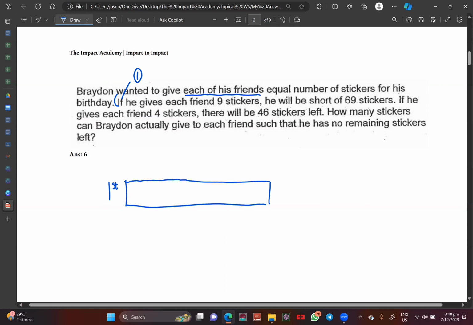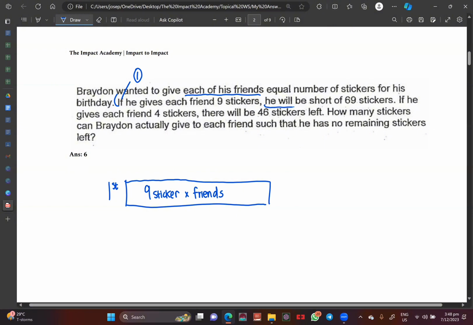And you are going to say that 9 stickers times friends. Why am I writing this? Because I do not know how many friends Braden has. Am I making sense here?